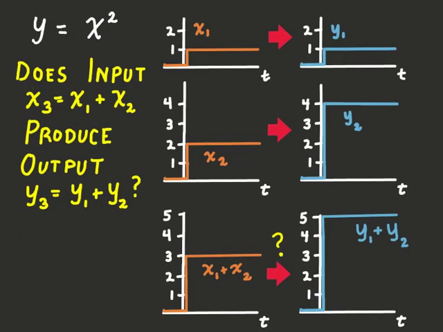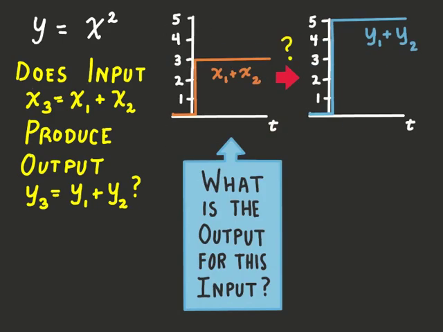So here is the question of linearity. We have x1 that produces y1, and x2 which produces y2. And now we put in a new input, which is x1 plus x2. That'll be a step of height 3. Will this produce y1 plus y2, which would be a step of height 5? So is this true? Does an input that is a step of height 3 produce an output which is a step of height 5?